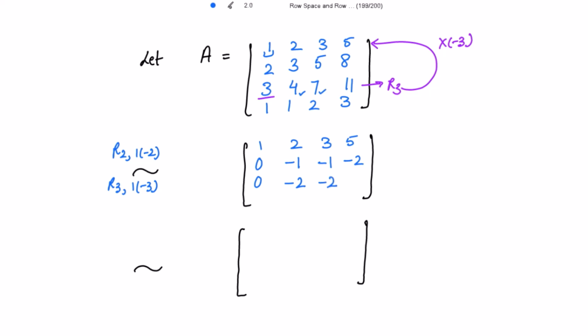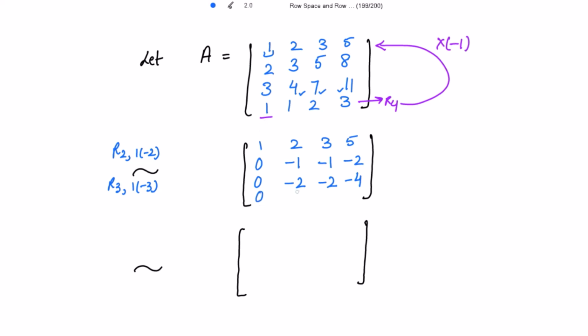5 is multiplied with minus 3, we get minus 15, adding this to 11, we get minus 4. Now to get 0 over here, row 4 needs to be changed by adding its elements to row 1, but row 1 should be first multiplied with negative 1. So we get minus 1 plus 1, that is 0.